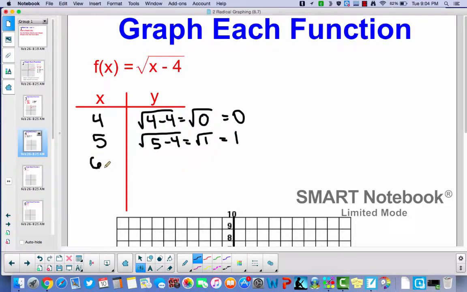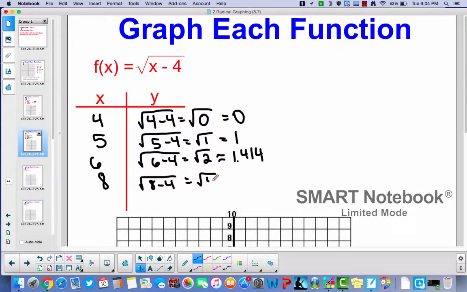I could put a 6 in. That gives me the square root of 6 minus 4. That equals the square root of 2. We can do a decimal approximation, but that's not probably our best choice. We've got 1.41. If I put a 7 in, that gives me a 3, not a perfect square. But if I put an 8 in, that gives me the square root of 8 minus 4, which is the square root of 4, which is 2.